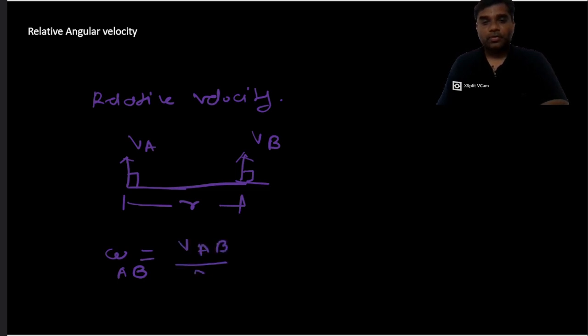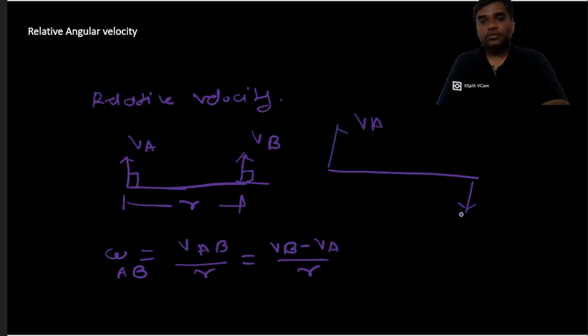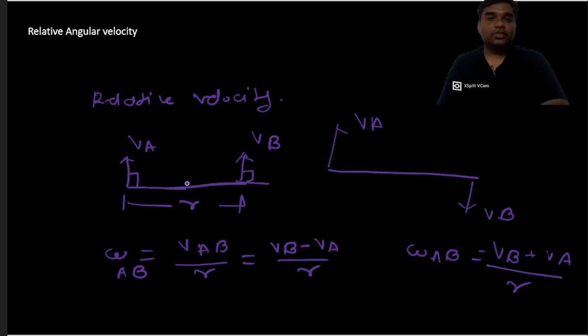vab upon r. Now if both objects have the same direction, we can write (vb minus va) upon r. Similarly, if both have opposite directions, we can write omega ab is equal to (vb plus va) upon r. Consider these two cases.